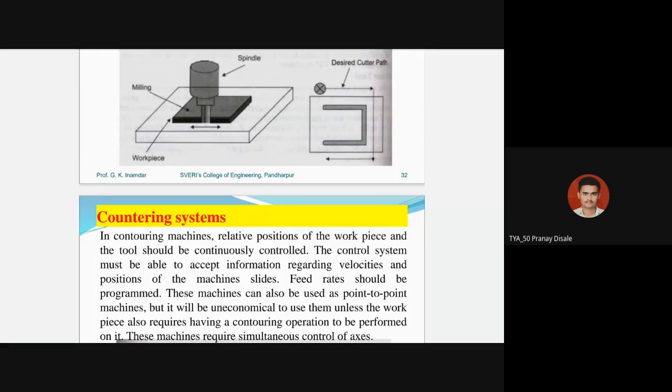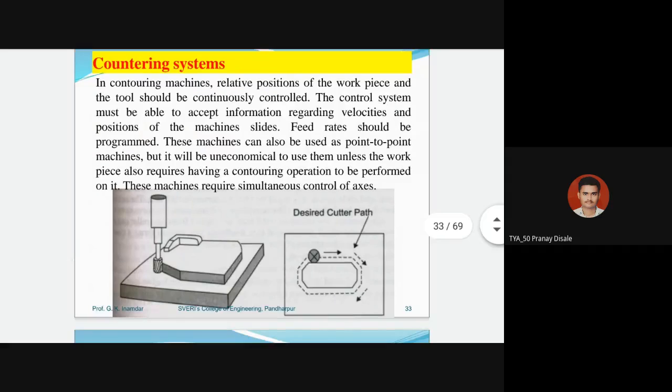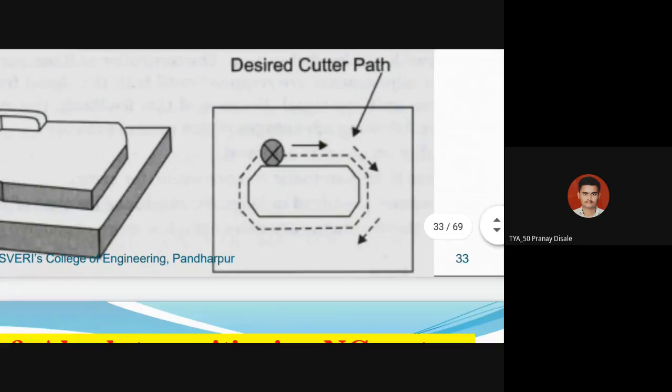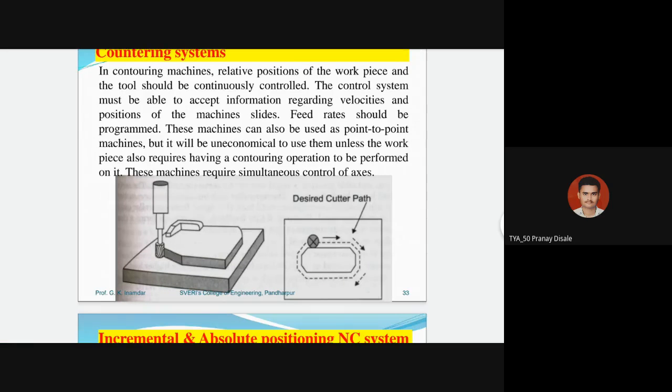Now in the contouring system, according to our requirement, suppose this is an example, a lot of changes are there. Straight line is also required. Some drilling tools are required. Now it is a combination of point to point and straight line. The third type of contouring is also a type of the NC system.